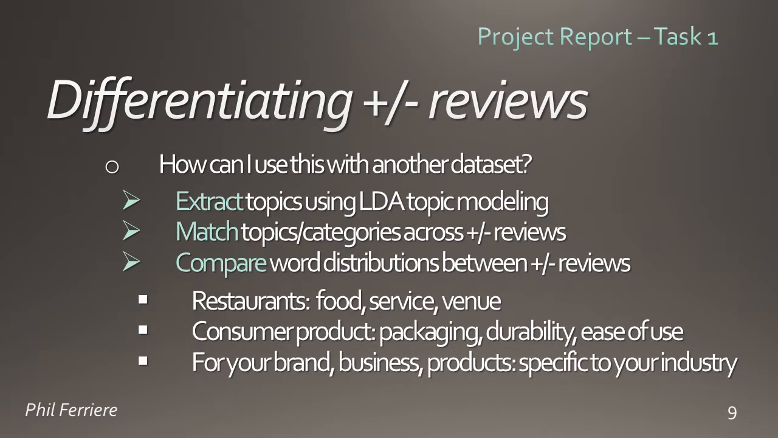To use the same technique with your own dataset, first extract topics, and once you've paired them across positive and negative reviews, look at how the word distribution of each topic changes. For a consumer electronic product review, the main topics may be about packaging, durability, or ease of use, what is good or bad about each. Any business interested in understanding what customers like or dislike about their brand or products can benefit greatly from this improved level of detail.